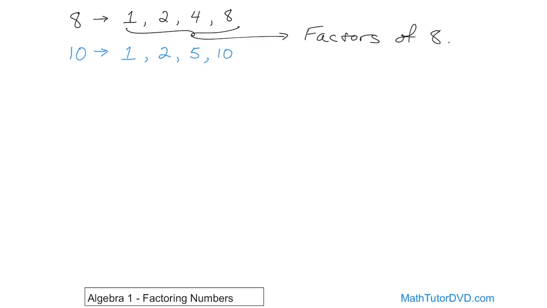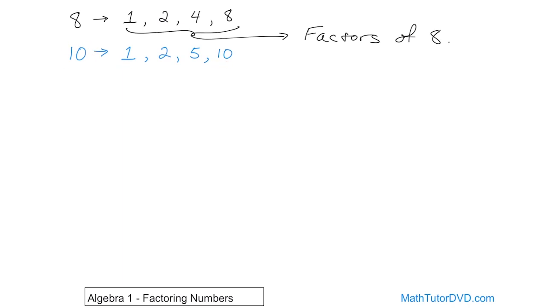So again, look at this list and make sure you understand. 1 times 10 is 10, so it's a factor. 2 times 5 is 10, so it's a factor. 5 times 2 is 10, it's a factor. 10 times 1 is 10, so it's a factor. The other thing I want to point out, the number 1 is always a factor of whole numbers like this, and the number itself, in this case, the highest number we always get to, is always the number itself.